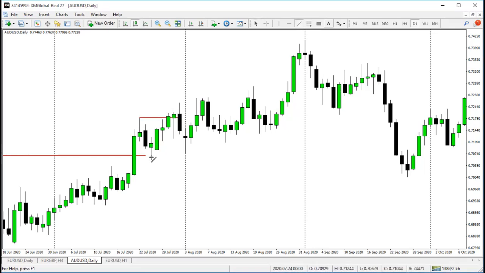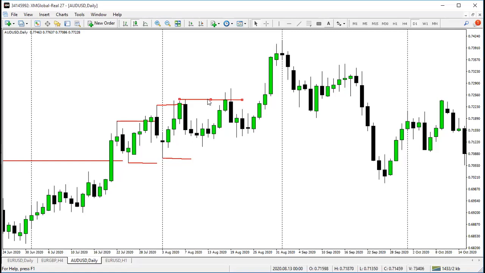And then price came down, higher low. Price goes up, breaks market structure here, higher high. Price came down, higher low. Price goes up, breaks market structure, higher high. And then price comes down here, higher low.